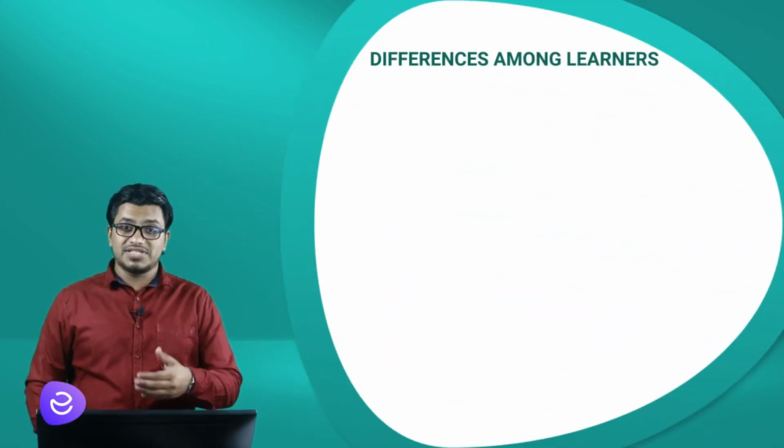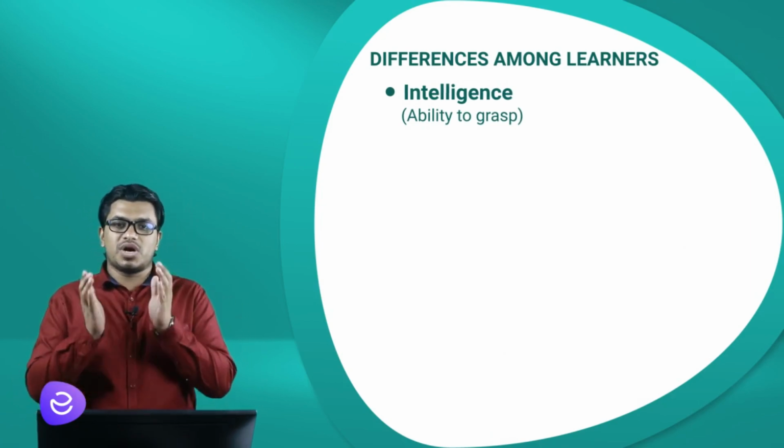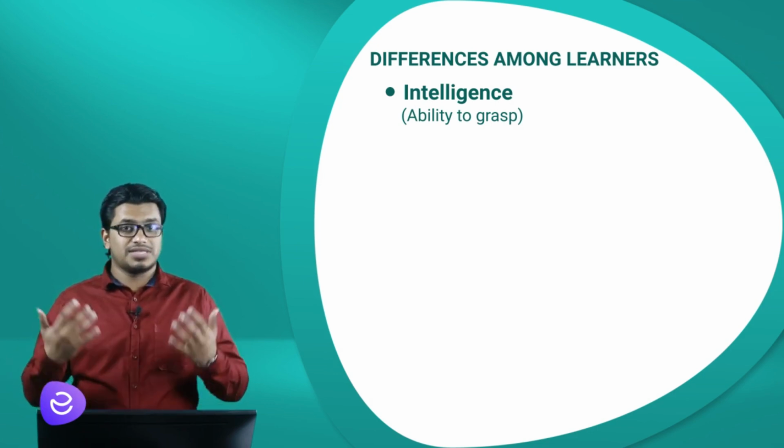So you have to give individual attention to every student, because there are differences among every individual student. So what are some individual differences that we have? One is intelligence. Intelligence means the ability to understand or the ability to grasp. Some students might be very intelligent, some might not be.